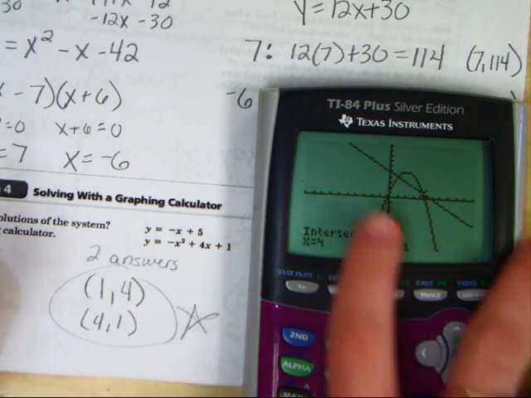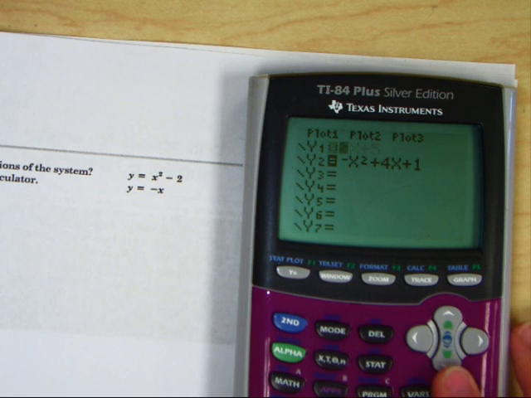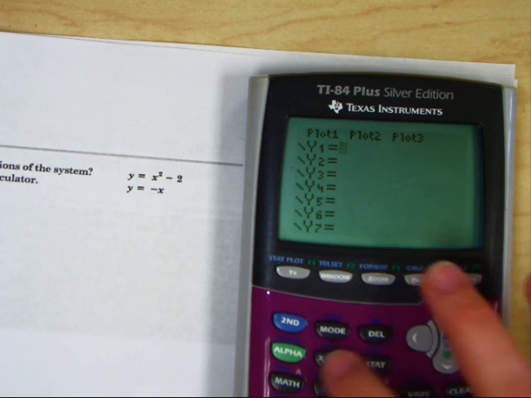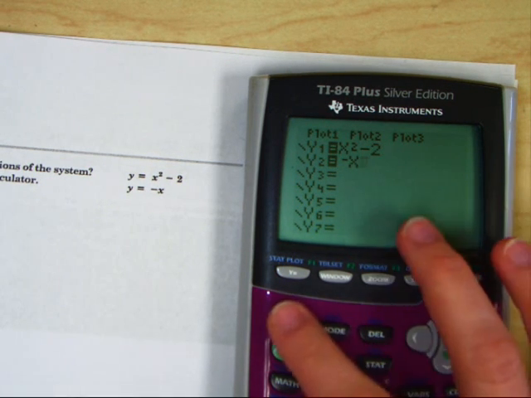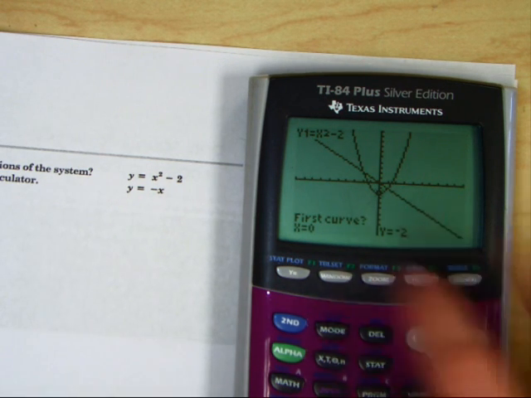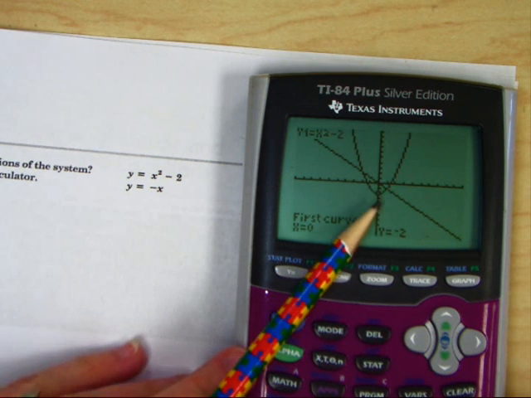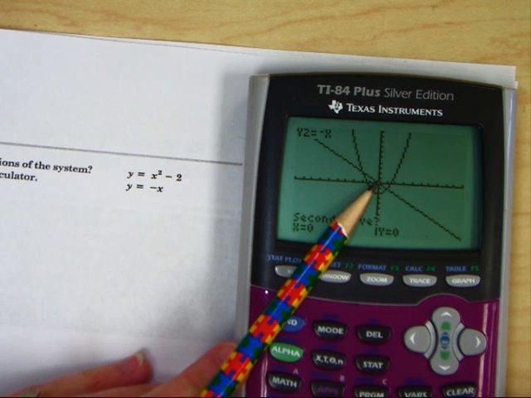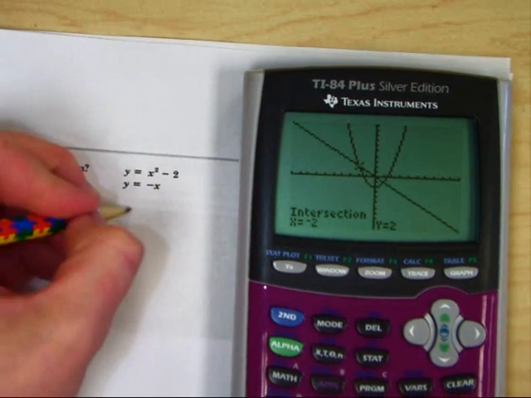Let's try on your calculator one more time, and then we'll be all done. Okay, so we get our calculator, go to your y equals, clear out the two items that are in there, put in x squared minus 2, and put in negative x. Go to second graph, hit number 5. We get a nice picture, it does cross twice. Hit second calc, number 5. It's blinking on the parabola, hit enter. Now it's blinking on the straight line, hit enter. Go over to the intersection and hit enter. That answer is (negative 2, 2).